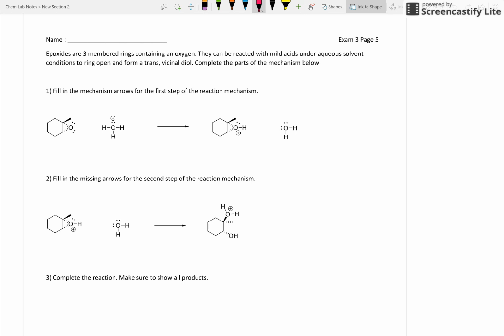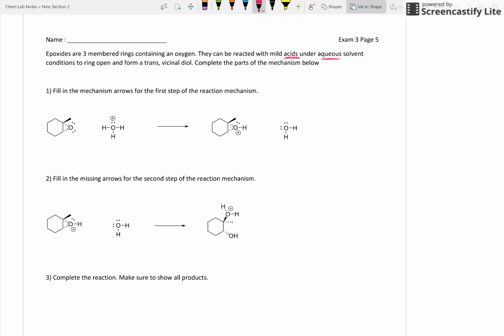There's some information given at the top. It says that an epoxide is a three-membered ring with an oxygen, right? So basically this functional group right there. They can be reacted with mild acids under aqueous solvent conditions to ring open and form a trans vicinal diol. There are a lot of very important things in that statement. Aqueous solvent means we've got plenty of water around, so we can use water to shuttle around protons and things like that.